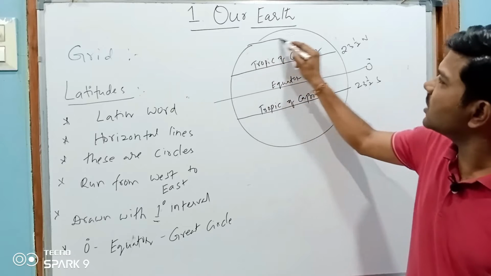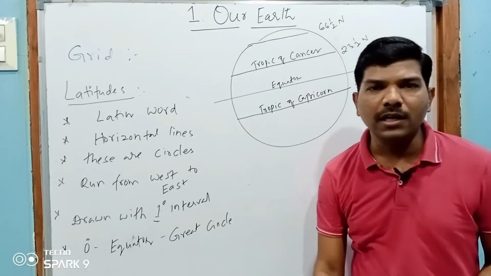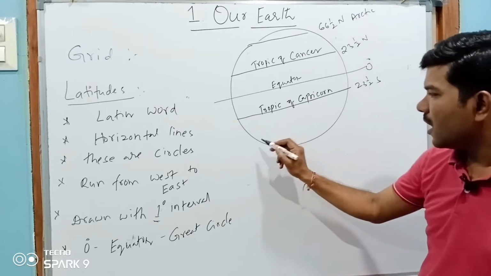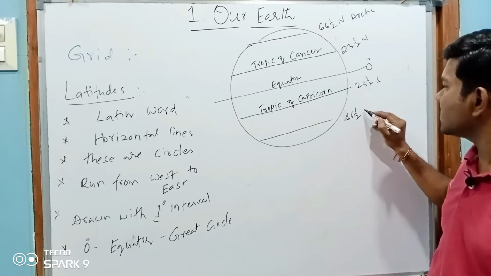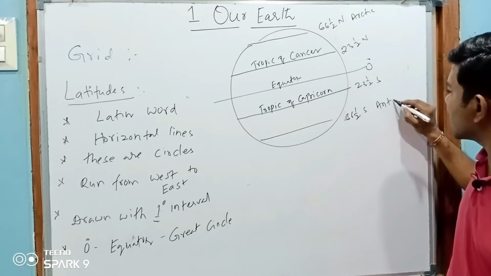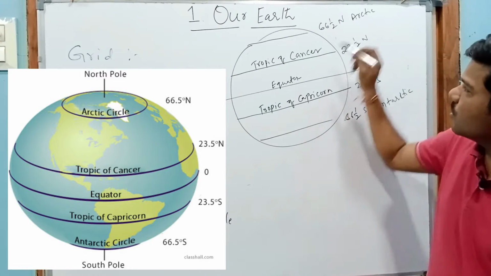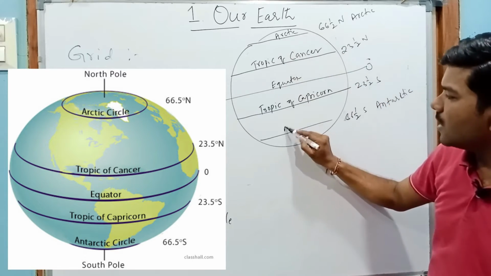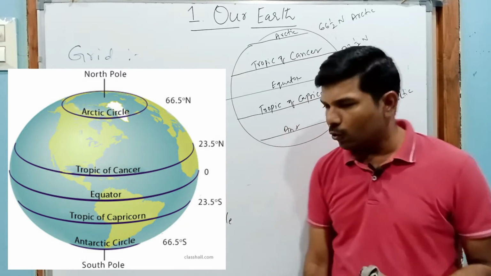And 66 and a half northern latitude is called the Arctic Circle. This is what? Arctic Circle. And same here, 66 and a half southern latitude is called the Antarctic Circle. So this is the Arctic Circle and this is the Antarctic Circle. So these are the important latitudes on the globe.